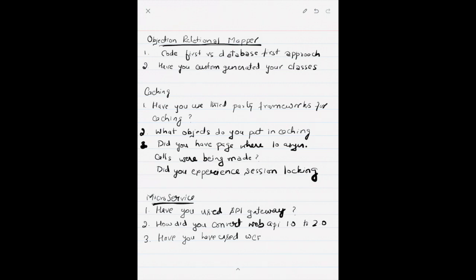So there are a lot of questions being asked about microservices, and WCF, Windows Communication Foundation. Some of the legacy applications may be using it. So have you used WCF? Have you written some custom transports for your WCF? Here the person is finding out how much in-depth knowledge you have.